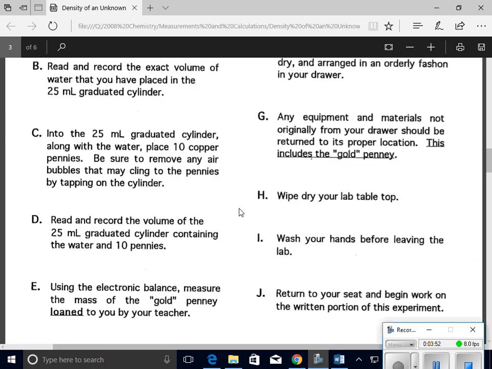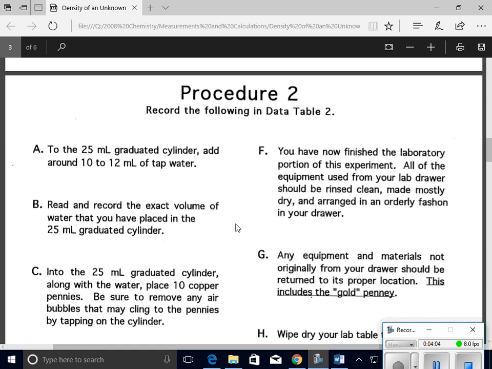After you have that, you're going to get a gold penny. You'll have to come up to me and say, Mr. Braun, can I please have a gold penny? And I say, absolutely. Here you go. Now, I'm not going to lie to you, folks. This penny looks gold, but it's not actually gold. If it were gold, I'd have it put away somewhere else because gold's pretty valuable.